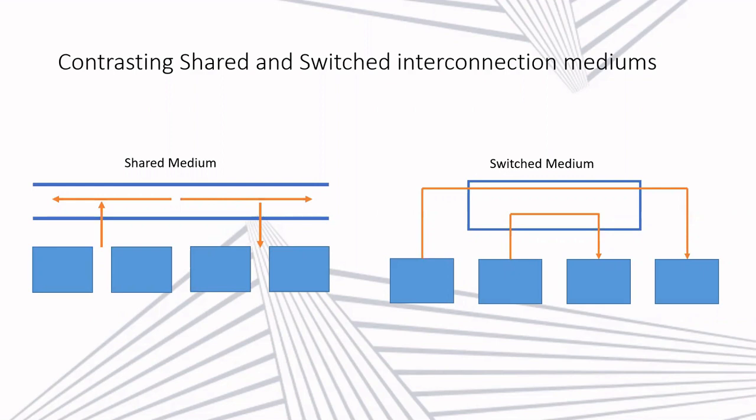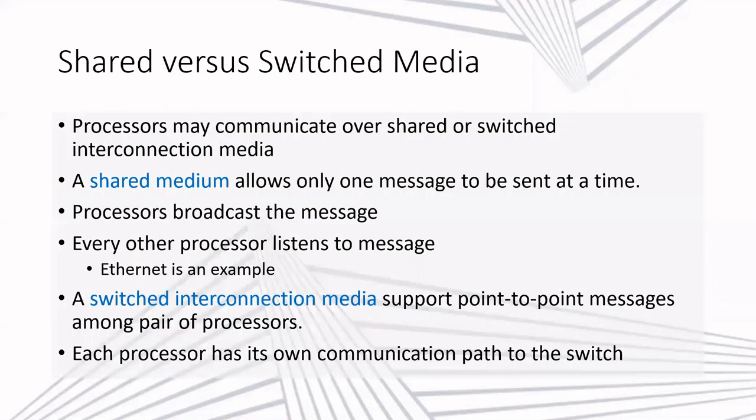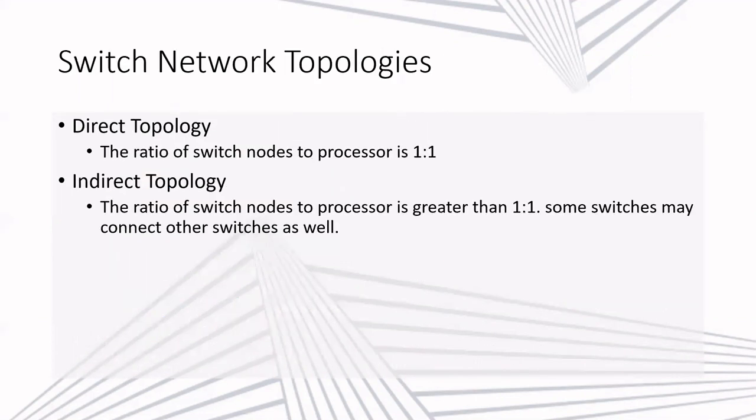In switched medium, every processor is connected point to point to every other processor. So this is what a shared medium and a switched medium are. So now we will move on to the next terminology called switched network topology. A switch node connects the processor to the network. A switch network can be represented by a graph in which the nodes represent the processors and switch nodes and edges represent the communication path.